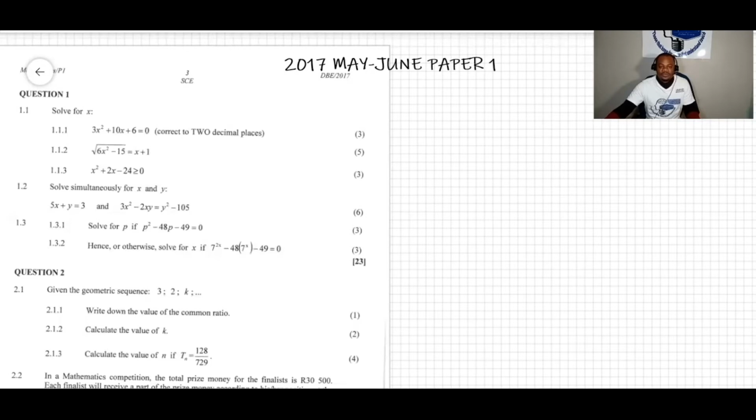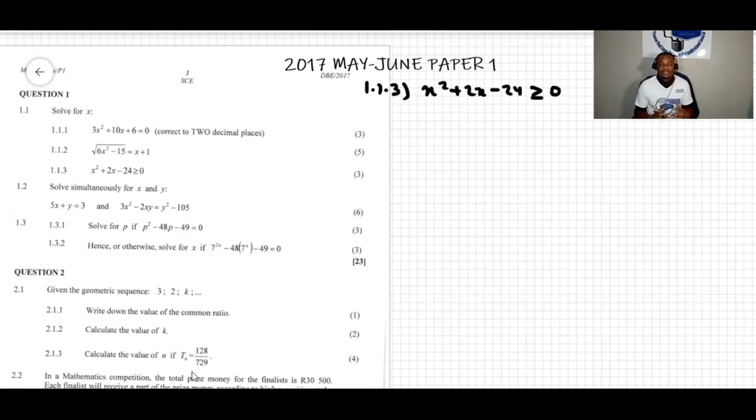We have question 1.1.3 here. The question says x squared plus 2x minus 24 is greater than or equal to 0. So now this is not an equation, this is an inequality.